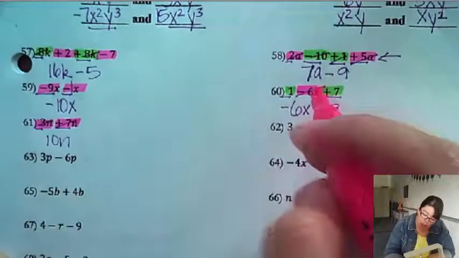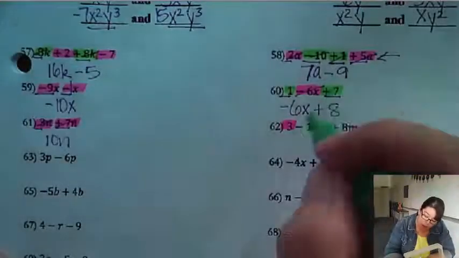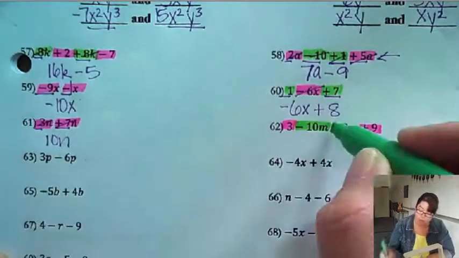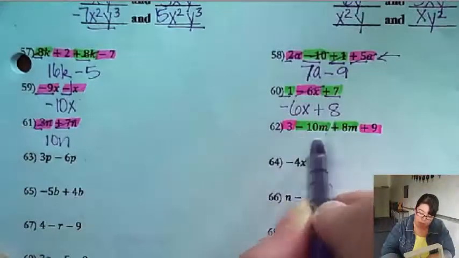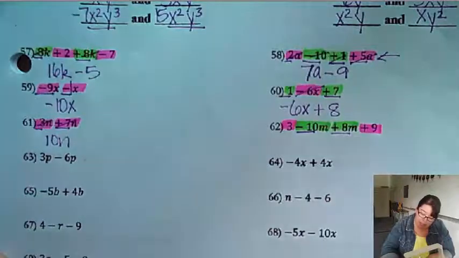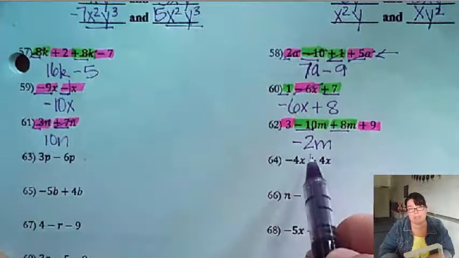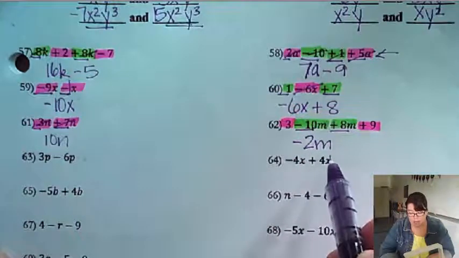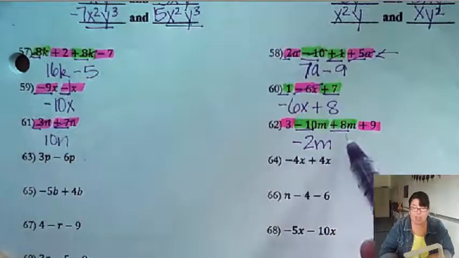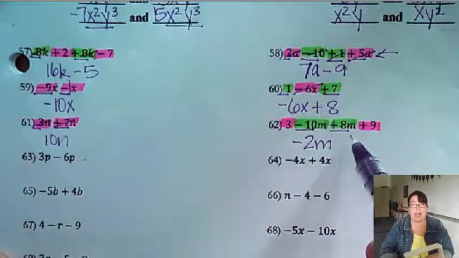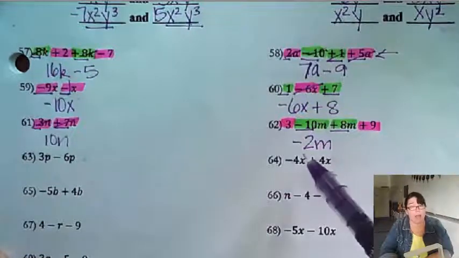I have a constant term of 3, a constant term of positive 9, a variable term with a coefficient of negative 10, and a variable with a coefficient of 8. So let's see, starting with my variable terms, negative 10 and positive 8 gives me negative 2m. And the reason we keep the m attached is because it's almost like you said, well, I have negative 10 m's and I have 8 m's. So if I put all my m's together, how many m's do I have? Well, I have negative 2 m's.